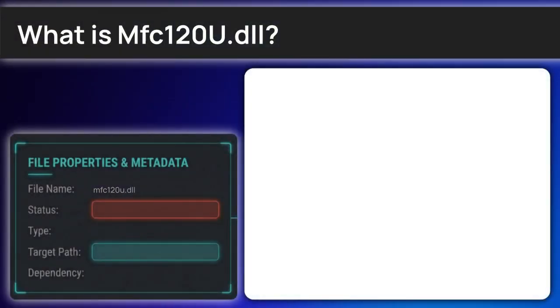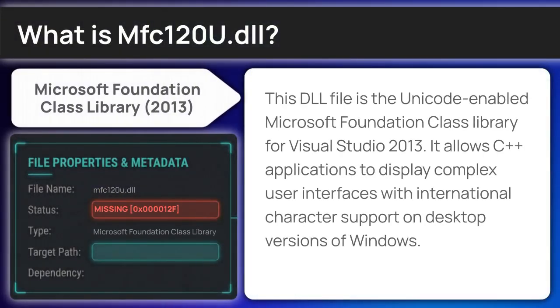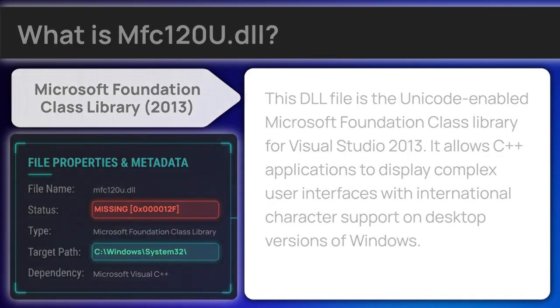This DLL file is the Unicode-enabled Microsoft Foundation class library for Visual Studio 2013. It allows C++ applications to display complex user interfaces with international character support on desktop versions of Windows. Now that you're up to speed on the file's role, let's begin the repair process.